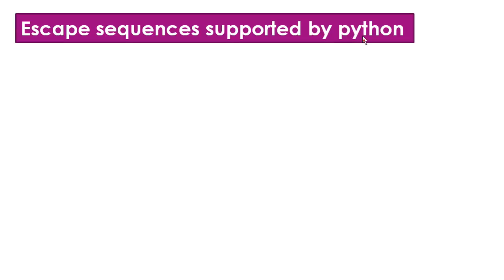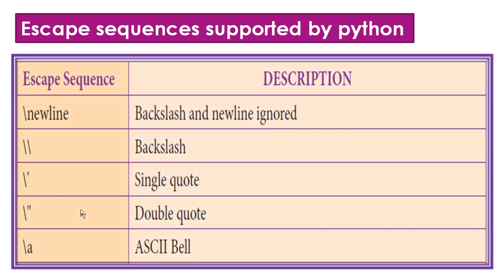Escape sequences supported by Python. What are the escape sequences used in a Python program? First, backslash and newline: the backslash and newline are ignored. To print a backslash, a backslash is placed in front of the backslash. This format is used to print the backslash. To print a single quote, we have already learnt: backslash single quote prints a single quote only. Backslash double quote is used to print a double quote. Backslash a produces an ASCII bell.